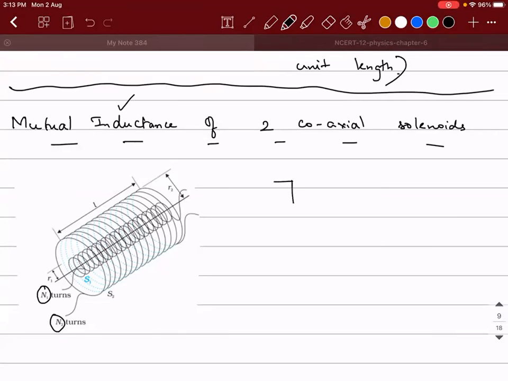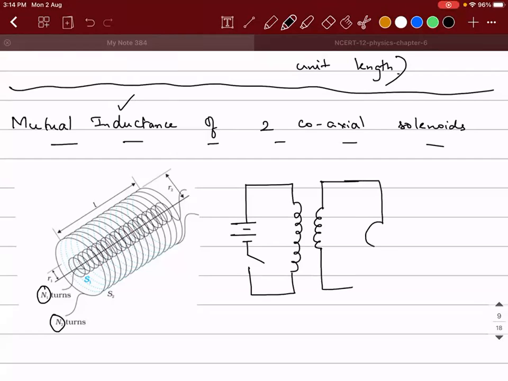Now, if I consider a coil like this, let's say there is a coil that is connected across a battery with the help of a switch. Okay, this is one of the coils, and there is another coil placed near it, which is connected to a galvanometer. So this is the primary coil, and this is called the secondary coil.